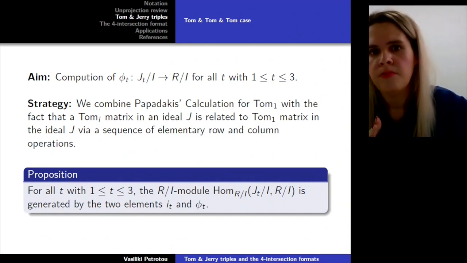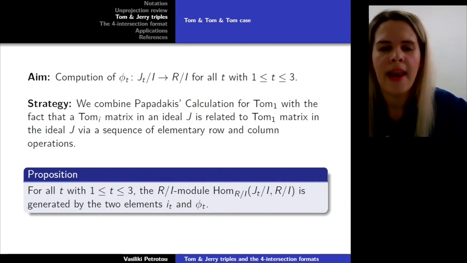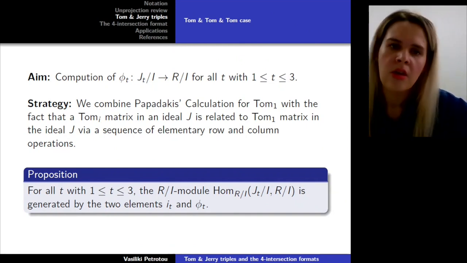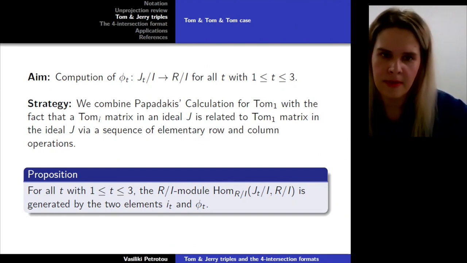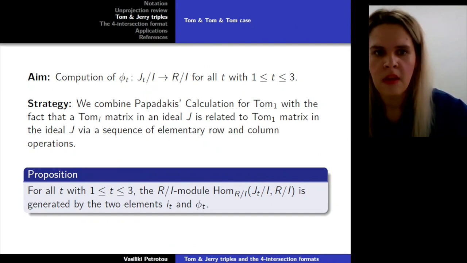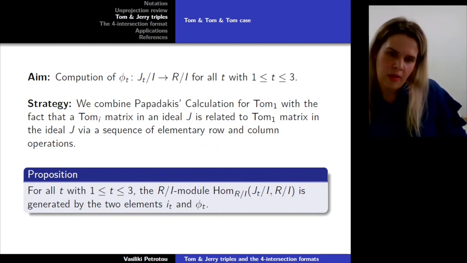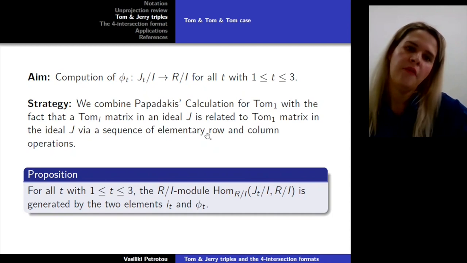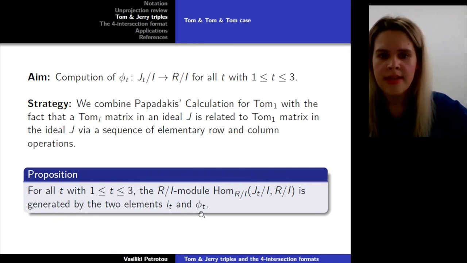We know that the Tom2 matrix is related with the Tom1 matrix using some elementary row and column operations. So we do this process and we work as in the previous case for the definition of phi2. We work in a similar way for the definition of phi3. And we saw that each of these maps, phi1 up to phi3, together with the canonical inclusion, generates Hom as R over I module.